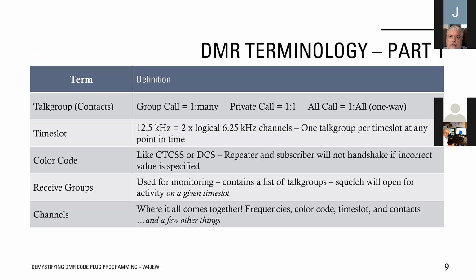So let's do some terminology, shall we? We use the term talk group, but in the code plug, in CPS, it's referred to as a contact. It's not referred to as a talk group. I'm sure there are some that do call it a talk group. None of the ones that I use do. They all call it contacts. There are three different types of contacts. There's a group call, that's our chat room scenario, a private call, which is one-to-one, and then there's a special all call, which is one person to everybody on the system across all talk groups.